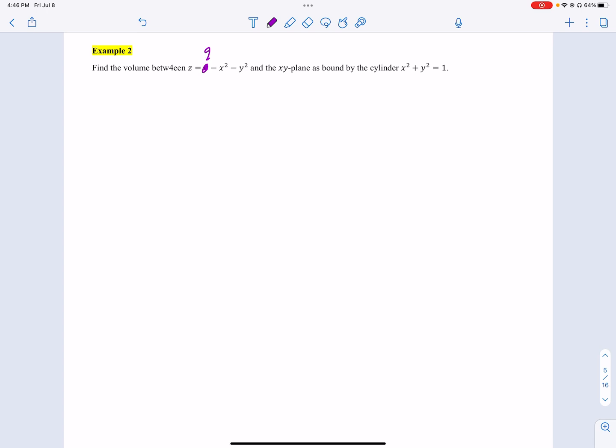Wouldn't make sense for it to be a 0. Okay, 9 minus x squared minus y squared, and the xy plane is bound by the cylinder x squared plus y squared equals 1. All right, so let's first draw a picture. I know that shape here. That's a circle with radius 1. So it's in that.